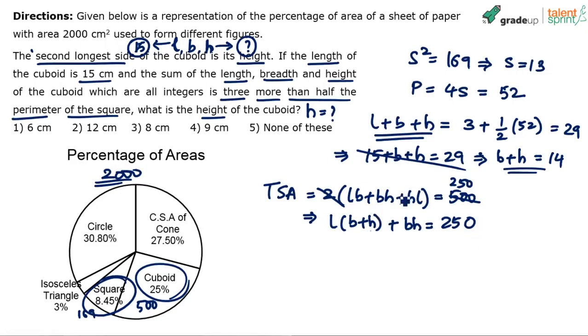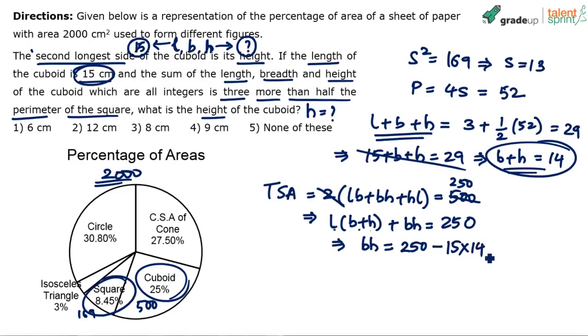What is B plus H? B plus H is 14, and L is 15. So BH is equal to 250 minus L into B plus H. 15 into 14 is 210. So 250 minus 210 is 40. B into H is 40. That's it. This is equation number 1.